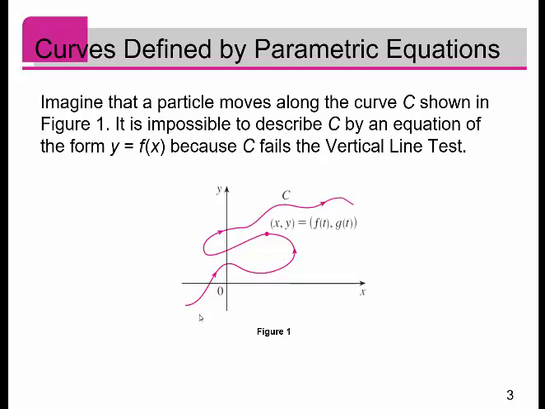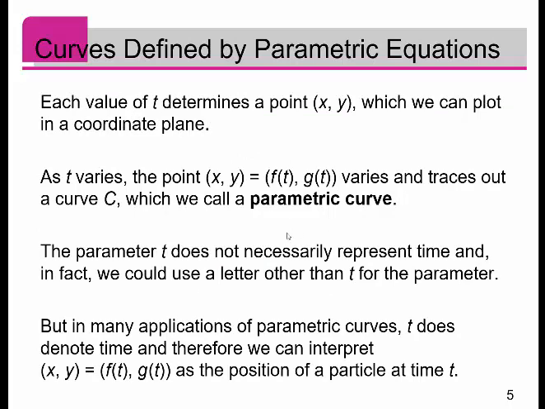So we could say this, and notice this is important too, these arrows here represent the path the particle is following. This is our parametric curve. The parameter t does not necessarily represent time, and in fact we could use any letter other than t for the parameter. But as I was saying in the previous slide, in many applications of parametric curves, t does denote time, and therefore we interpret this equation as the position of a particle at time t.